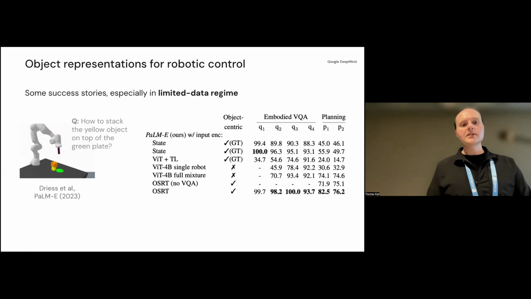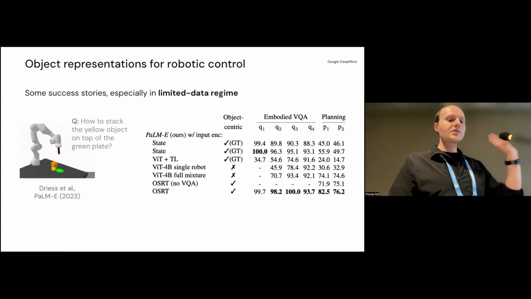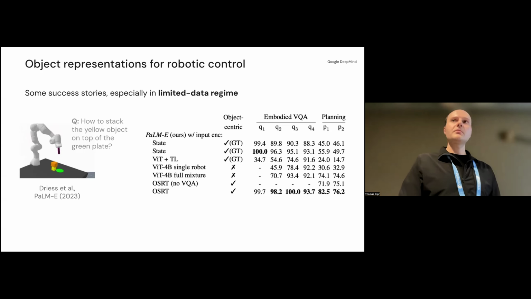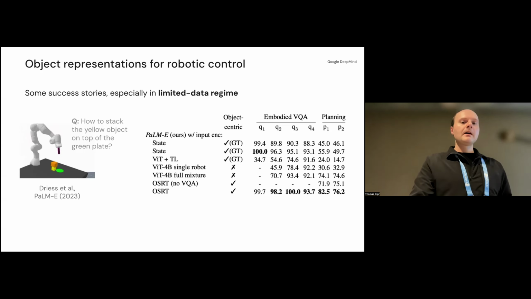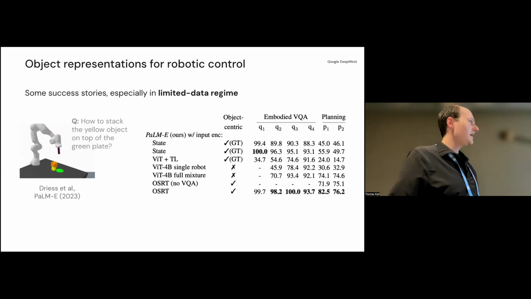For example, in this PaLM-E work, the main story of PaLM-E was to combine ViT-22B, this large-scale vision transformer, with a robotic policy, or with image inputs. And so it can answer questions like how to stack the yellow object on top of the green plate.